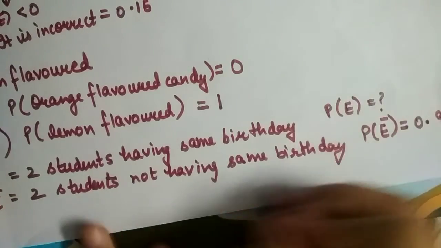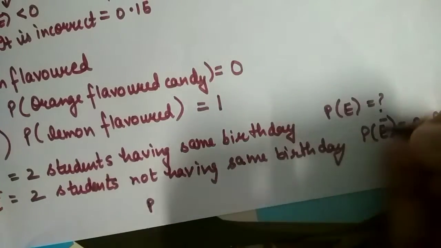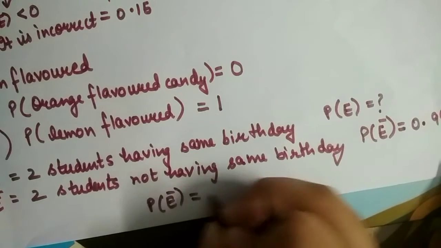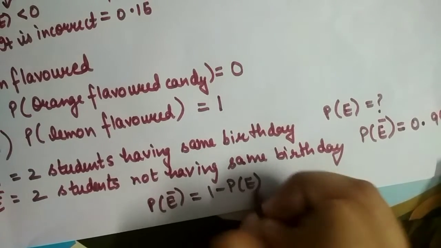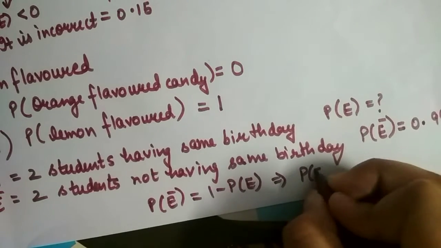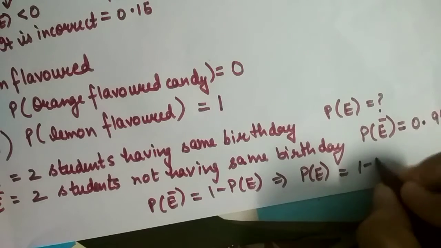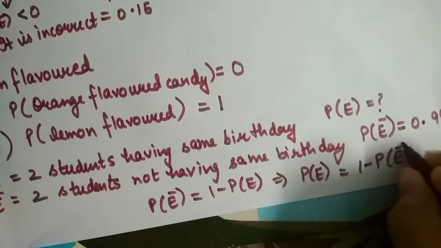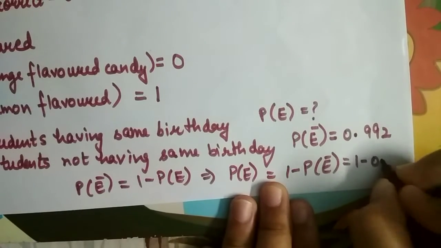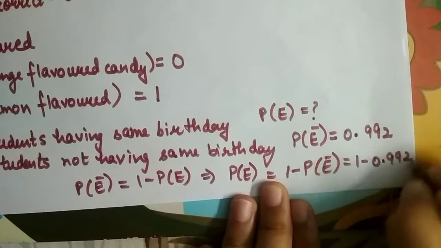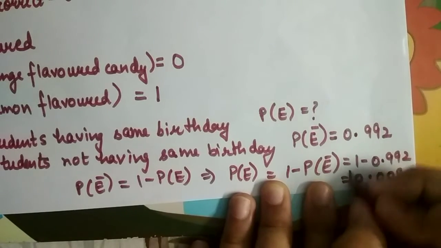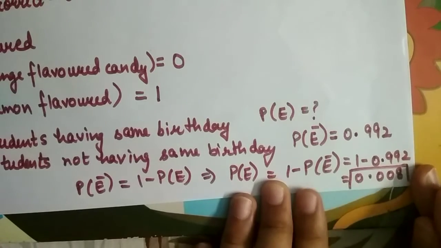So we know the formula for finding the probability of a complementary event. It is 1 minus P(E), and so P(E) will be 1 minus P(E bar), which is 1 minus 0.992, that is 0.008. So this is our answer.